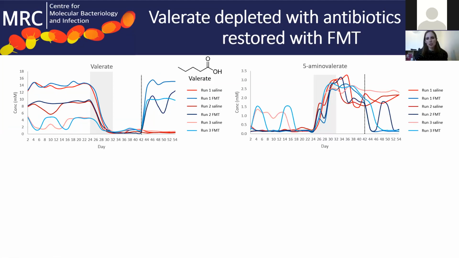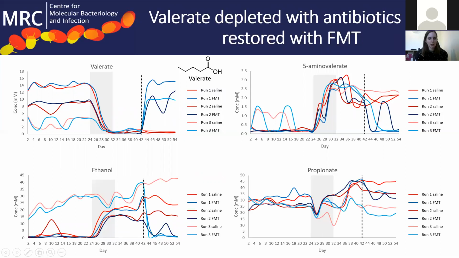Another compound we saw change was this compound called 5-aminovalerate. It shows the opposite pattern of valerate, where we see lower levels pre-antibiotics, but these levels increase with antibiotics. The lines here in red are the artificial gut communities that receive saline, and the ones shown in blue are the artificial gut communities that receive FMT. So it's showing this opposite pattern.